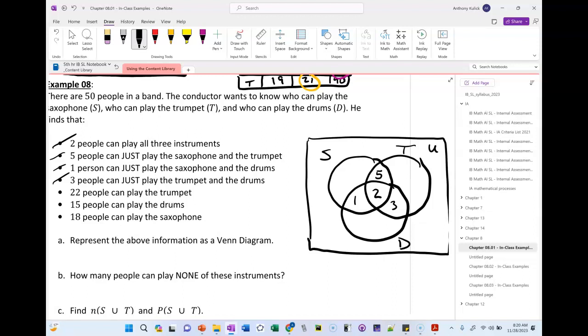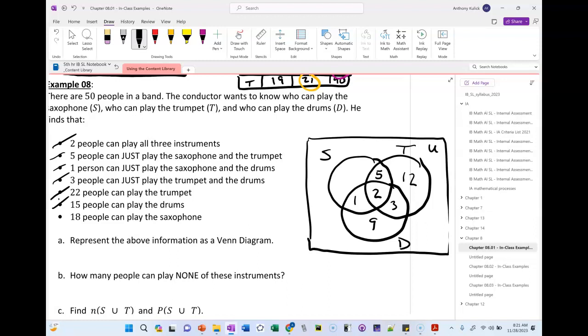22 people can play the trumpet. How many people do we have currently playing the trumpet? 10, right? So how many go in the rest of the T? 12. 15 can play the drums. How many do we have currently playing the drums? 6. So how many in the rest?